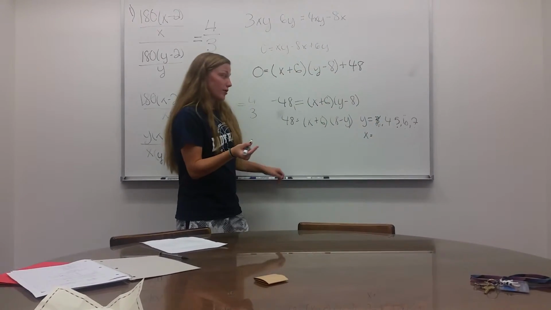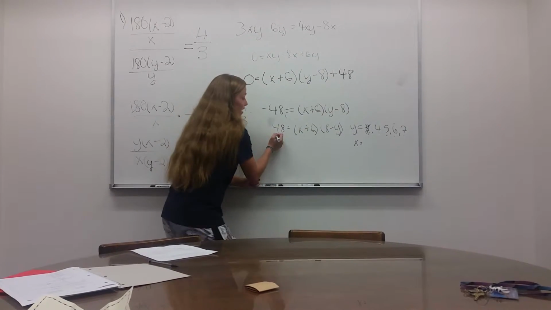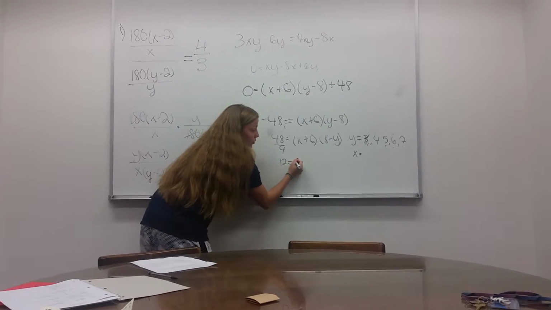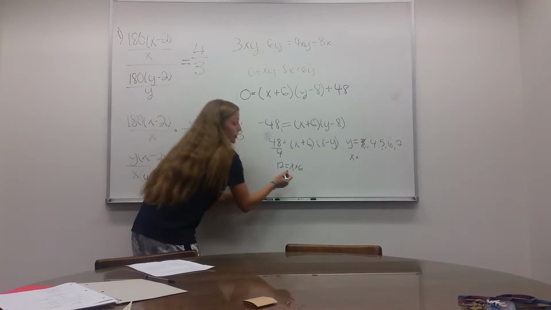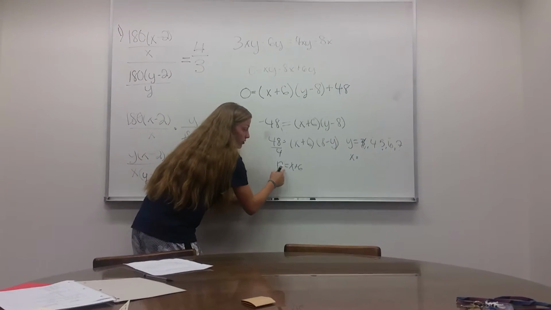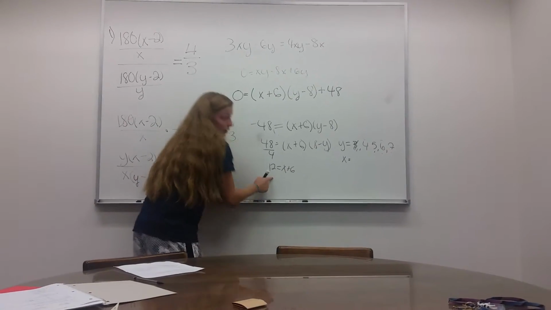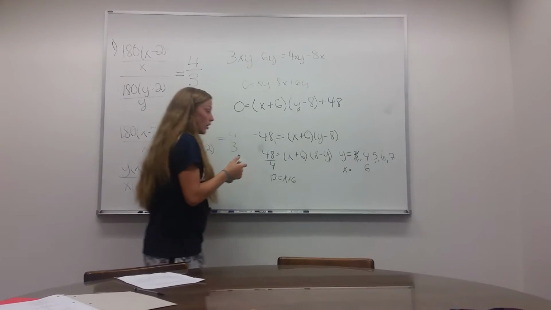So we're going to try number 4, which is 8 minus 4, which is 4. So you're going to divide 48 by 4. That's going to give us 12. And then that equals x plus 6. So then we need to solve for x. So you're going to have 12 minus 6 is going to equal x. So x is going to equal 6. So we know 4 and 6 are a pair.